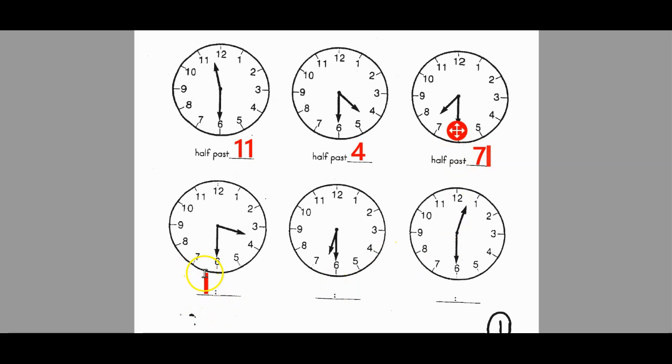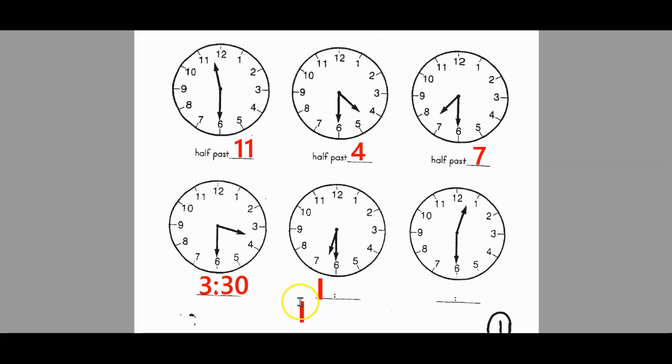Okay. What was this one here? The minute hand's pointing to the 6. So how many minutes is that? 30 minutes, right? And the hour hand is pointing between the 3 and the 4, which is how much? 3. It's still going to be 3. Okay. So 3:30. Like that.